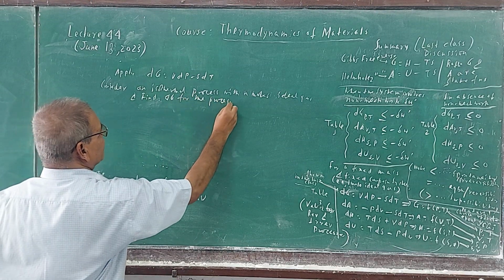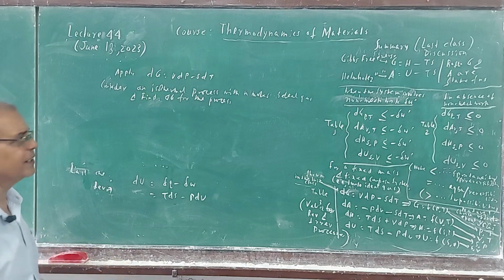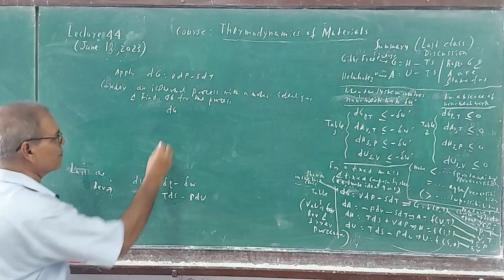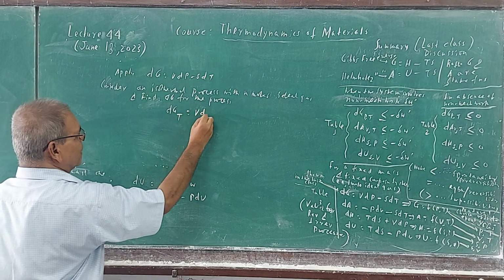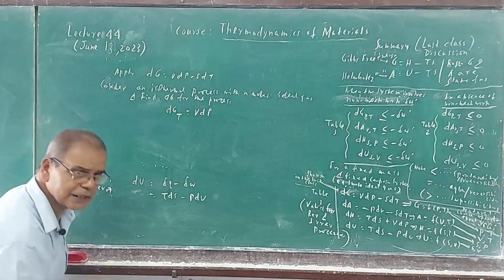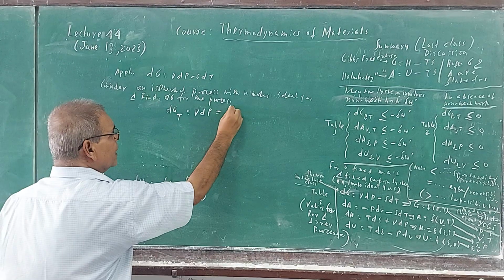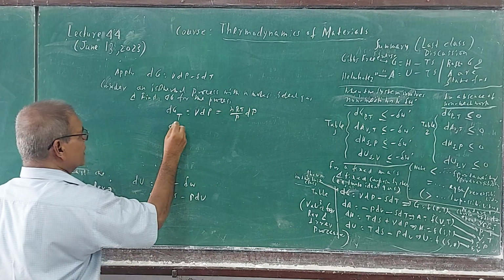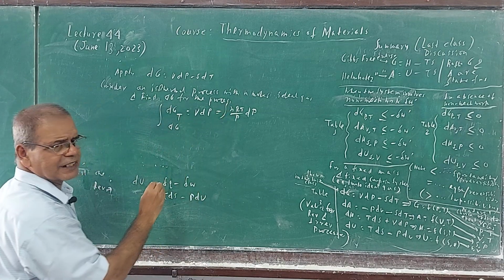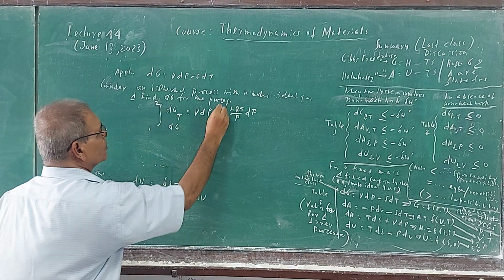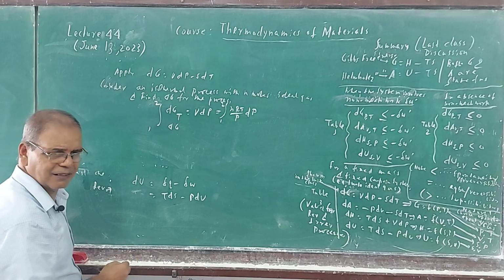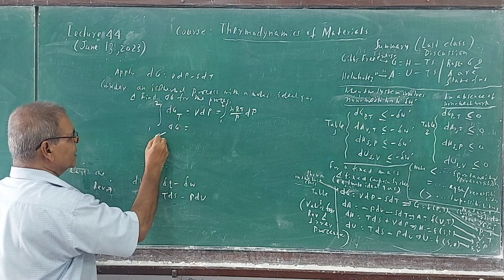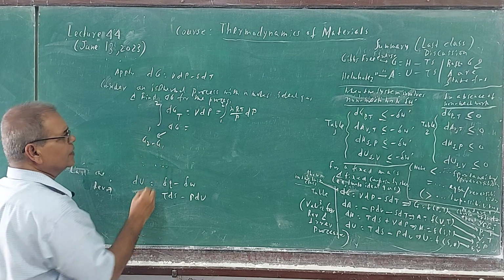Apply. Delta G means dG first, then integration. dG is what? Tell me. VdP, good, under constant temperature. These are the applications I am showing. V is what? nRT by P, dP, integration from 1 to 2. Delta G is what? It means G2 minus G1.